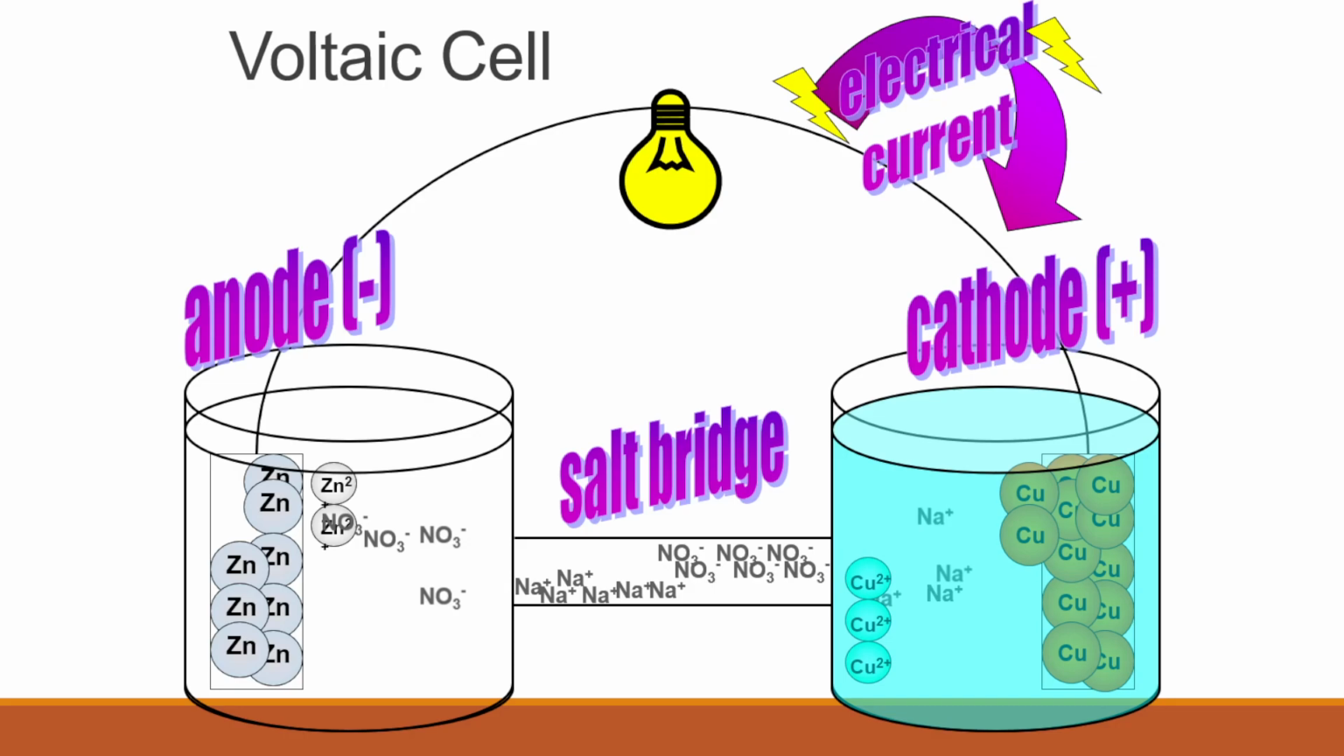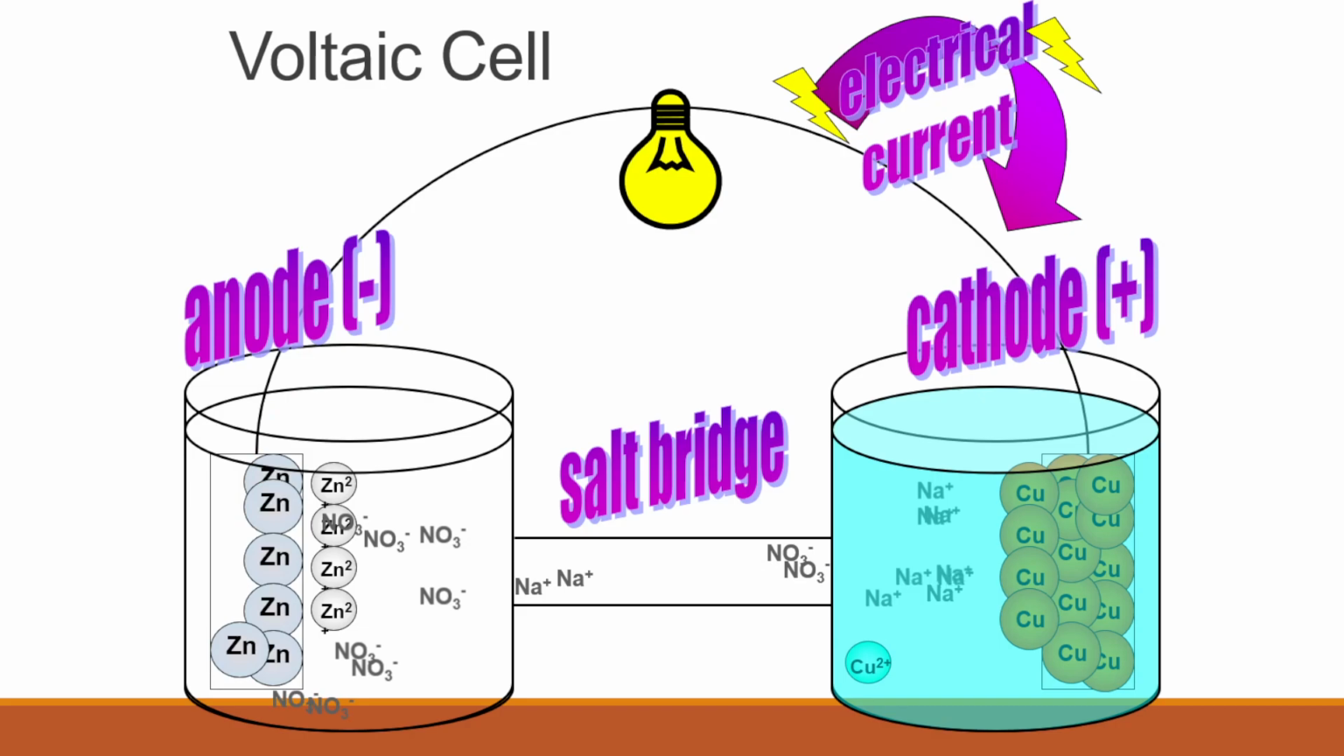And then it happens again. Zinc gets oxidized. Electrons move across. Salt bridge balances the charge. Copper gets reduced. Salt bridge balances the charge. And then it happens again. Over and over again.